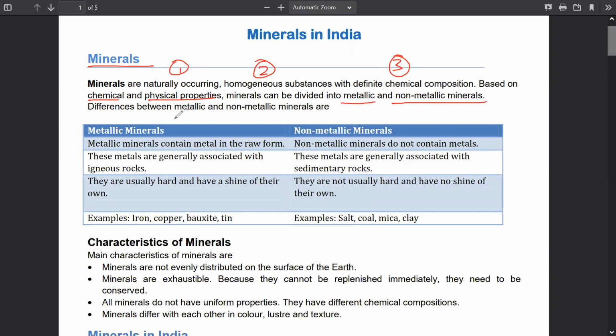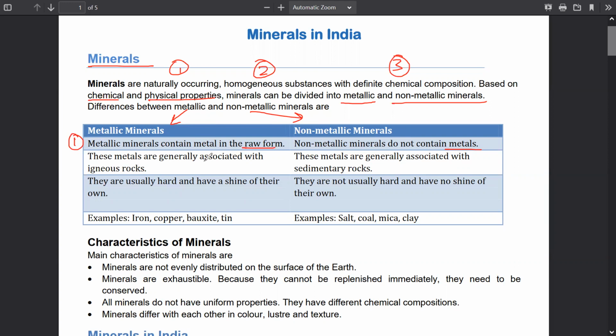Differences between metallic and non-metallic minerals: there are only 3 points that you need to learn. It may be asked as a 2-mark question or a 3-mark question. The first point is metallic minerals contain metal in the raw form. Non-metallic minerals do not contain metals. As the name suggests, metallic minerals contain some form of metal in them, but non-metallic minerals do not contain metals.